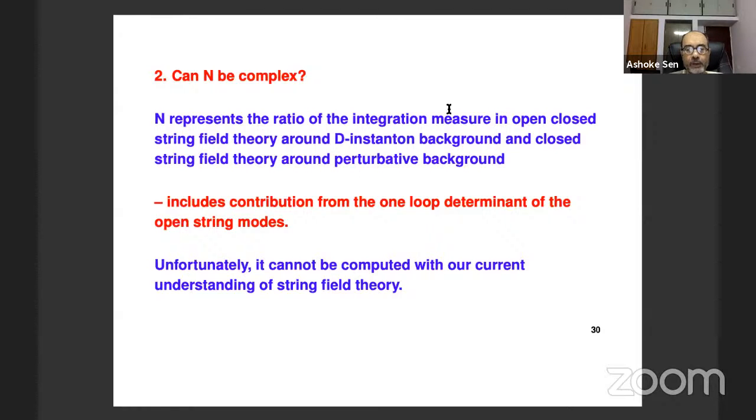Now the way string field theory is formulated at present, we cannot calculate this from first principles. But let me just mention that it includes contribution from the one loop determinant of the open string modes. Because the difference between the open closed string field theory on the D-instanton and the closed string field theory is basically the open strings, right? The extra open strings are the things that make a difference. And so, because it's a ratio of the integration measure, effectively it includes contribution from the one loop determinant of the open string modes. Now, as I said, unfortunately, it cannot be computed with our current understanding of string field theory. But still, we can say something about it. And that's what we are going to do now.